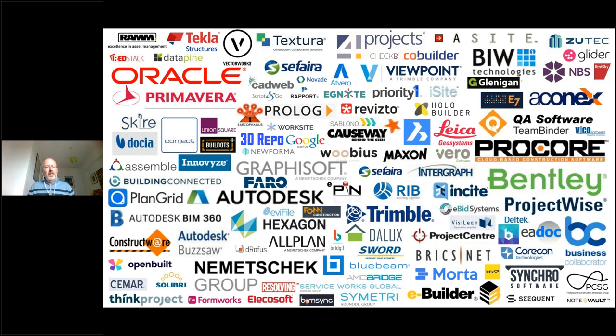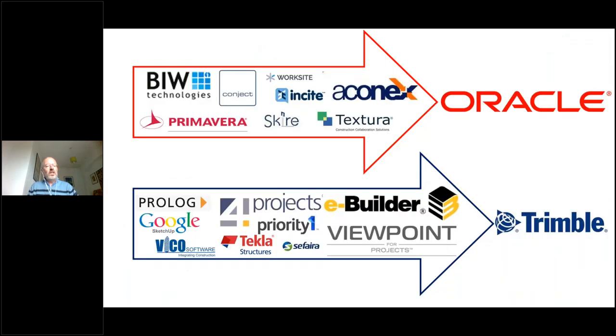This is a sample really of just many of the names that we have within the industry. Some of these names are no longer with us, a significant proportion are now part of larger groups. So I'd pick out of that, for example, BIW became Conject, which became Aconex, which is now part of Oracle's portfolio. Trimble is a member of the technology group, and it too has been acquisitive. It's acquired SketchUp, Four Projects, which itself acquired Priority One. It acquired a US document collaboration specialist called eBuilder, and ERP vendor Viewpoint acquired Four Projects, and itself was then acquired by Trimble. So you see examples already of some rationalization in the space.